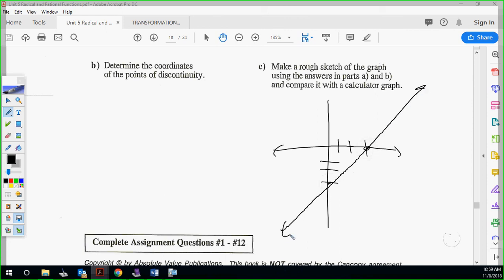Okay, and our points of discontinuity were negative 1, negative 4. So the first one that I'm going to erase is going to be right about here. Negative 1, negative 4. And then negative 5 halves is negative 2.5, negative 11 halves is negative 5.5. So I'd say that's right about there. So there's my 2 holes. Well, that's a little bit off, but you just draw your 2 holes in now. Okay. All right. That's everything.